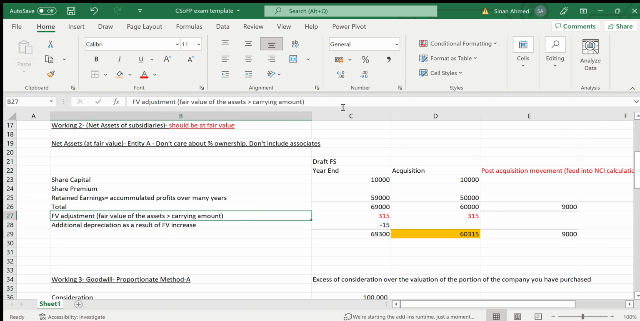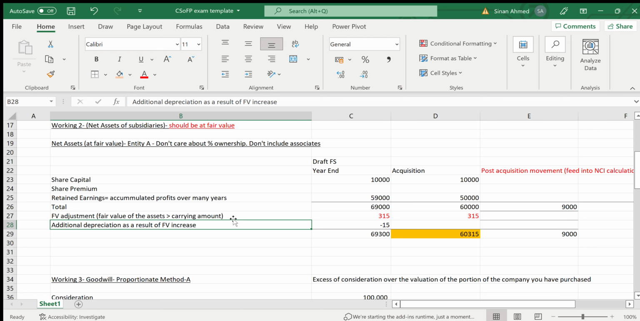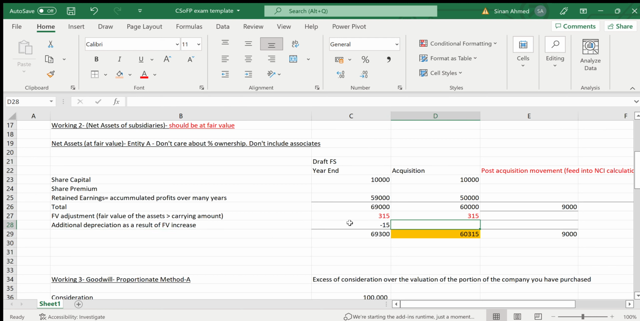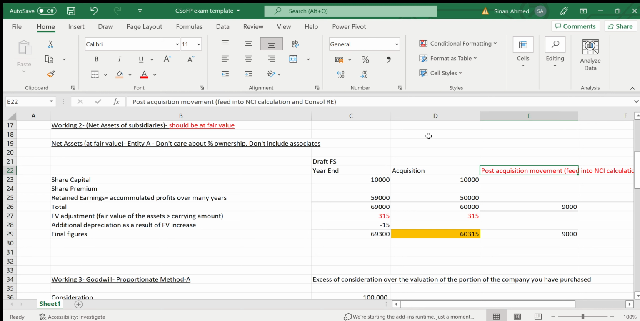Also, they might tell you, okay, useful life was this much. If they ever mention useful life, I always think of depreciation. They're trying to tell you something here. So even if your fair value is increasing, a downside is that you have additional depreciation. Okay, so if you factor those in, you'll get your final figures, and the post-acquisition movement is the £9,000 in this case, and that's going to feed into your calculation of NCI and consolidated retained earnings.